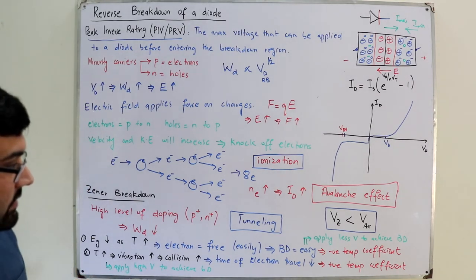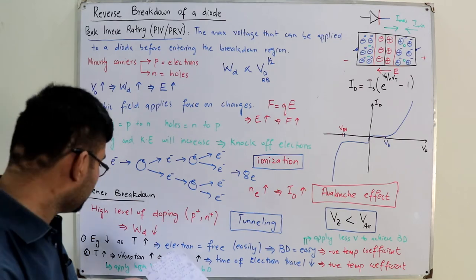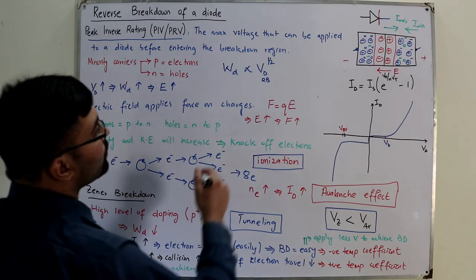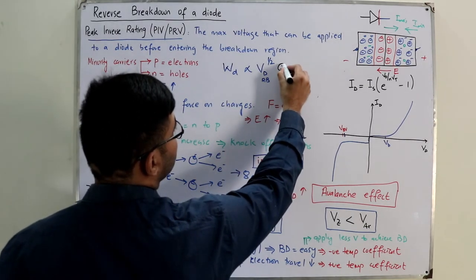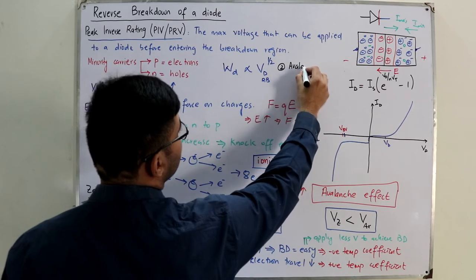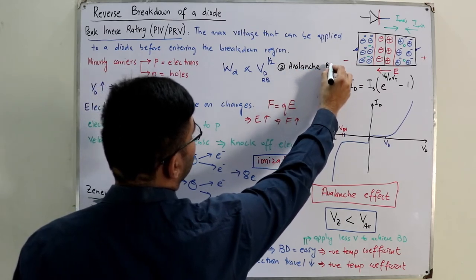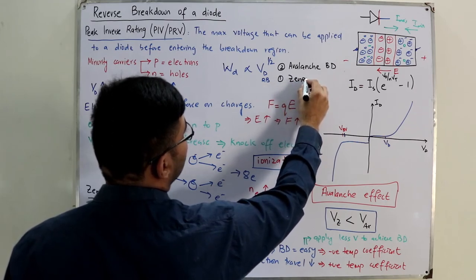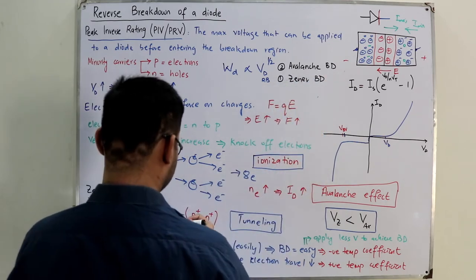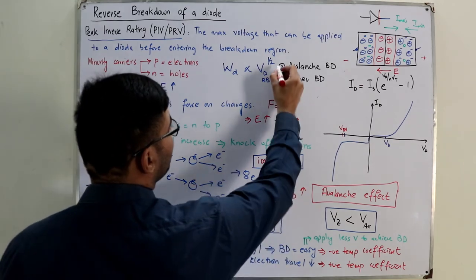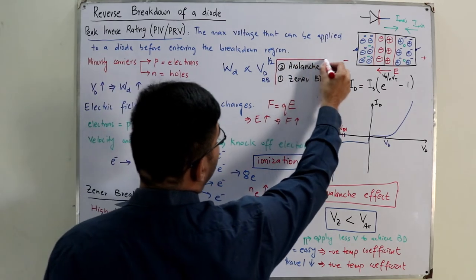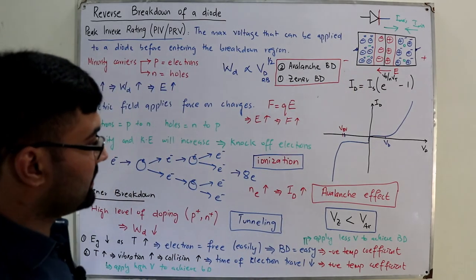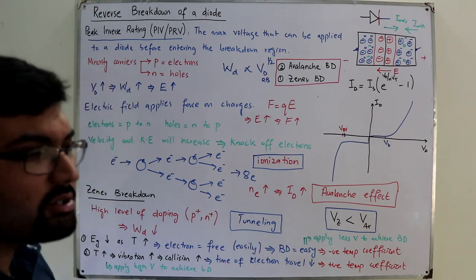I believe I said it previously that this is avalanche breakdown. So I would write that this case that I have written, number two, is avalanche breakdown. And number one that I have written is your Zener breakdown. The overall concept is basically the same, but the difference is in the temperature coefficients, you could say.